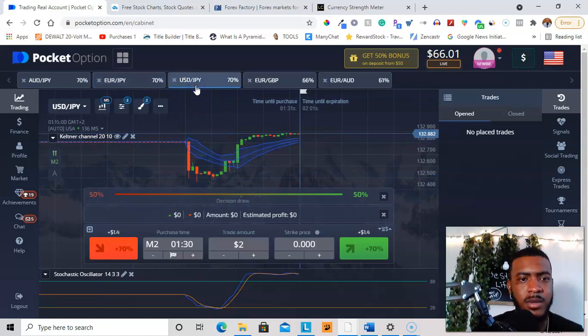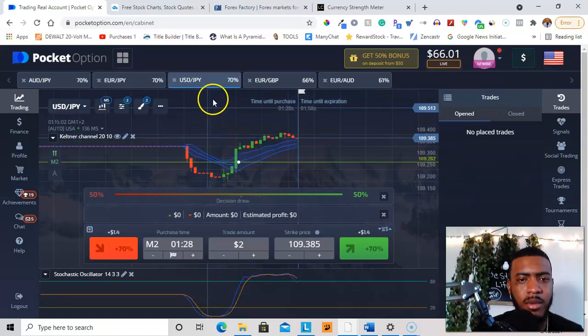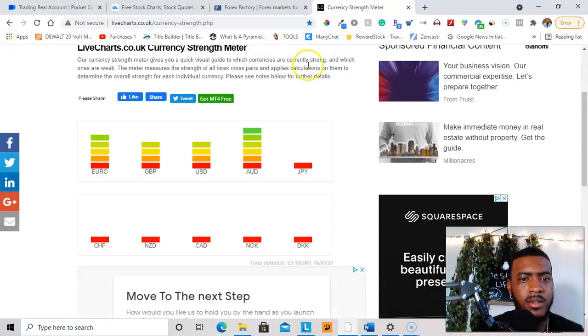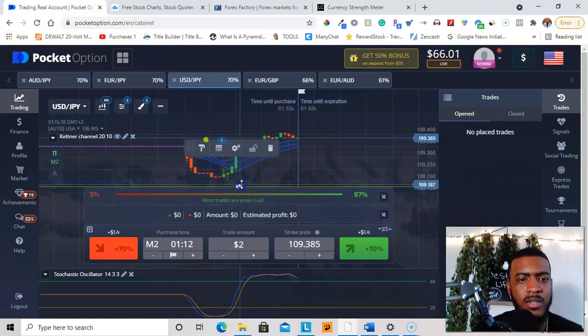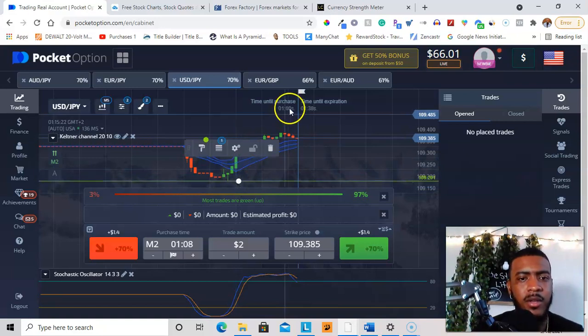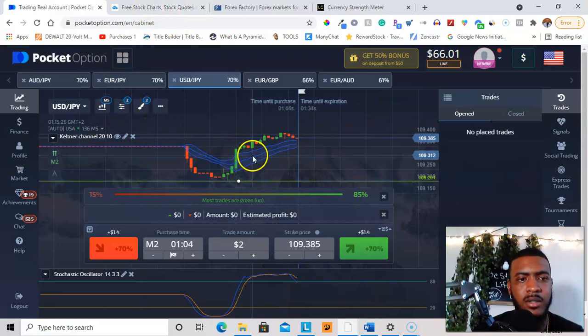Let's look at USD JPY. Most of the charts look the same right now. First of all, let's look at the currency strength meter. USD is stronger than JPY right now. We also want to look at how the candlesticks are moving. We're going to add a support and resistance line, even though the market just opened. And these are actually 5-minute candlesticks, just so you guys know.